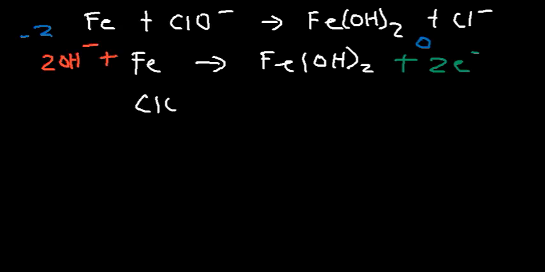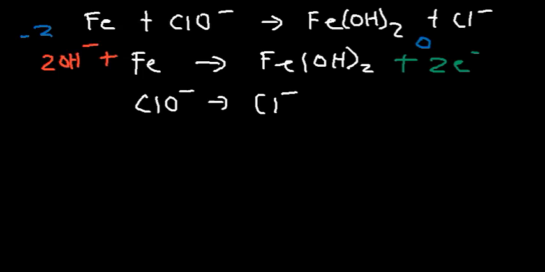So now let's start with the other half reaction, hypochlorite converting into chloride. Now if we add hydroxide, we change the number of oxygens and hydrogens. So take a minute, think of how you would balance that second half reaction. Feel free to pause the video and try it yourself.